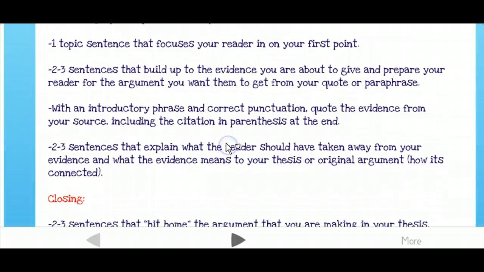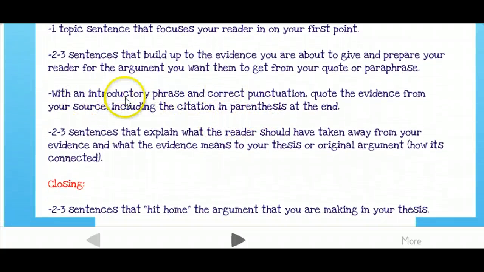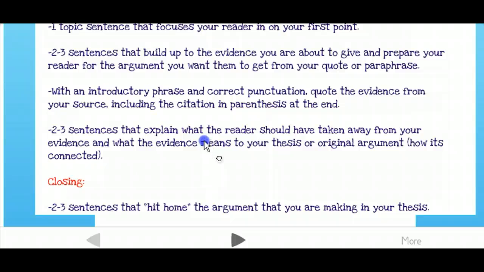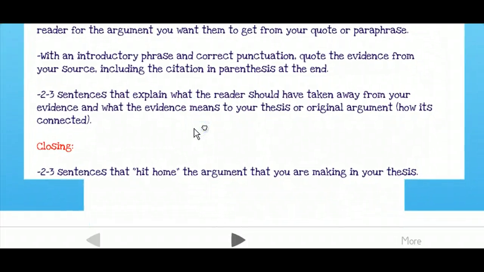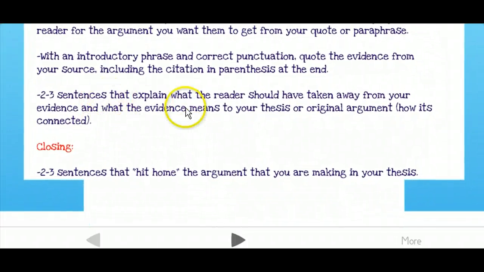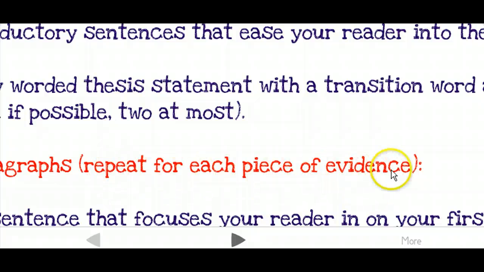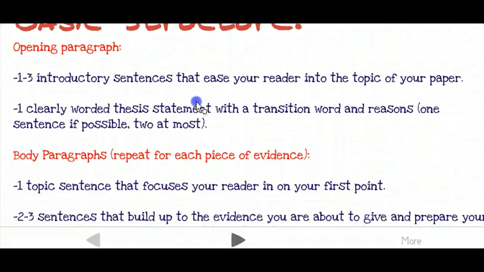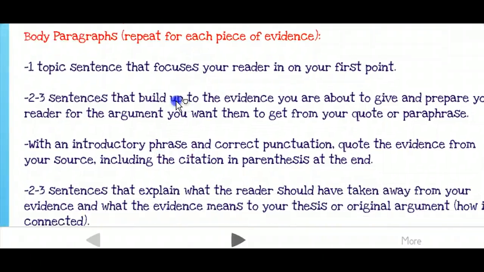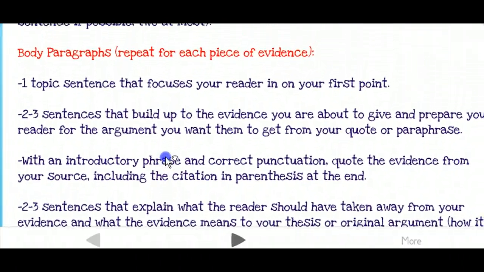Then you want to actually give the quote, right? Introductory phrase, correct punctuation, quote the evidence from your source, including the citation in parentheses at the end. Then to close out that section, you want to have 2 to 3 sentences that explain what the reader should have taken away from the evidence you just gave. How does it connect to your thesis or original argument, right? You want to make sure you do that and repeat that style of giving evidence and explaining it throughout your paper. One piece of evidence is not enough.